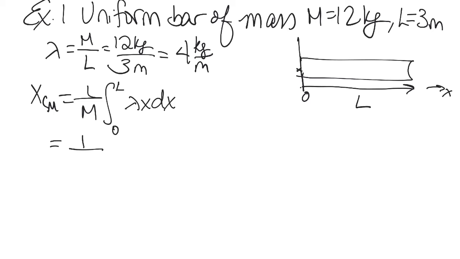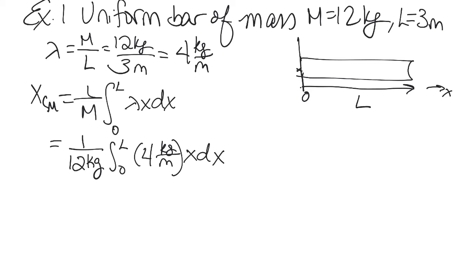So let's plug in things. So the total mass was 12 kilograms. And the lambda was 4 kilograms per meter. And we get an x dx, right? Well, because lambda is constant here, 4, I can just pull it right out. And I get 1 over 12, and what units is that? Meters. And I'm keeping the units in so that you don't lose sight of what we're actually doing here. Because when we integrate that x dx, well, let's see what happens.